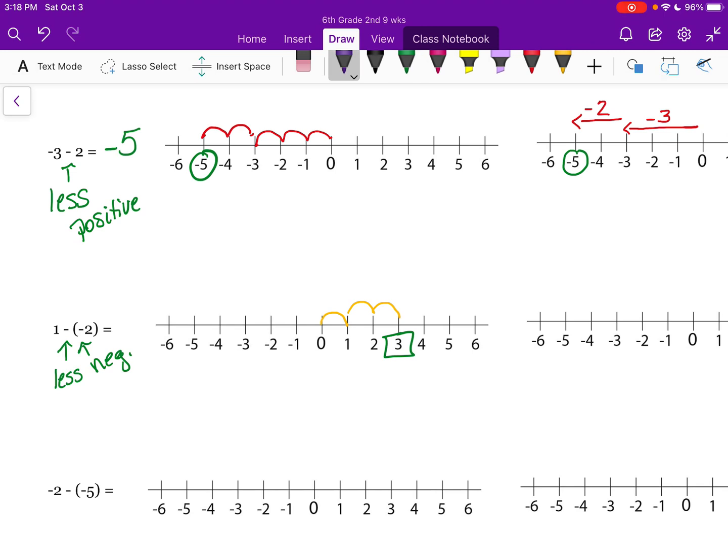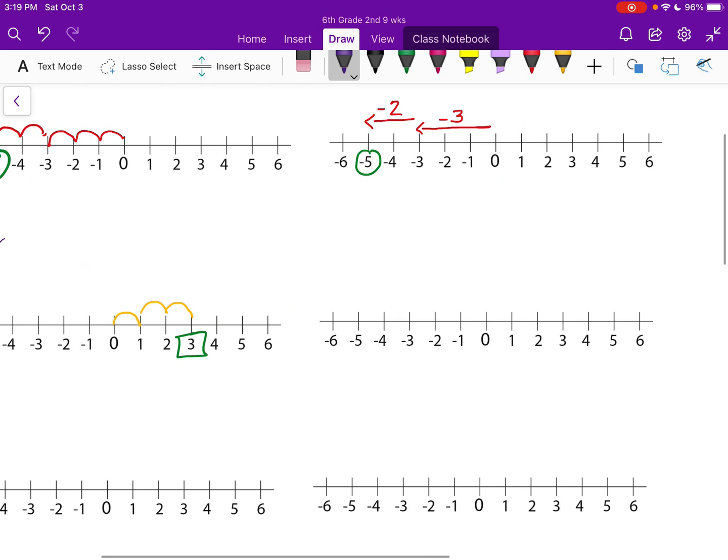Some people also talk about that subtraction sign as the opposite of negative 2. So the opposite of negative 2 is a positive 2. So we would go to the right 2 times. Okay, so that minus and negative can get kind of confusing. So you've got to pick which way makes sense in your head, right? Do you want to get less negative or do you want to think about it as the opposite of negative 2?